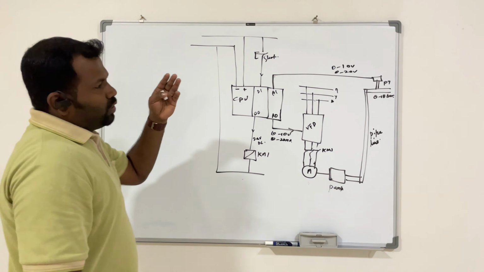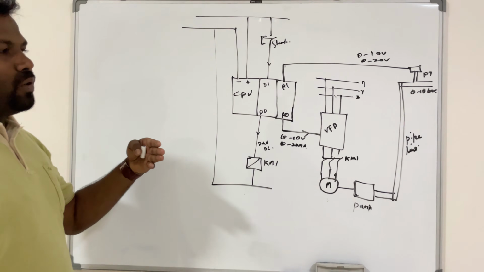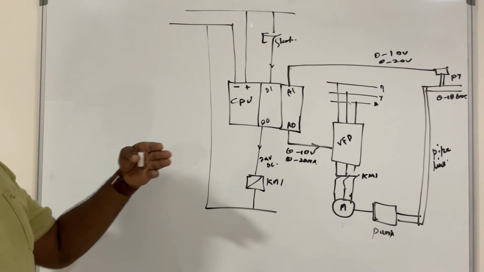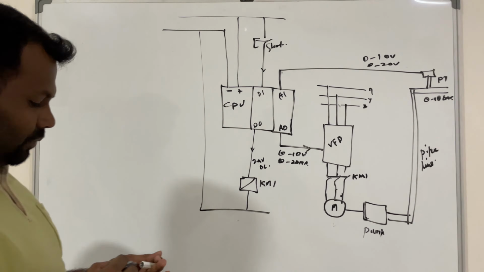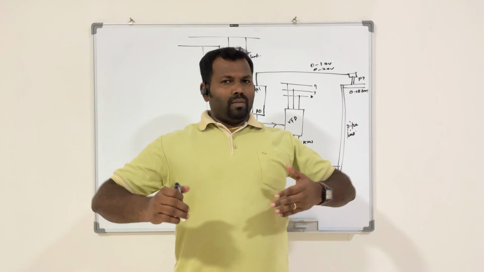So this is the difference between digital inputs and outputs and analog inputs and outputs in the PLC. I hope you understood whatever I explained.